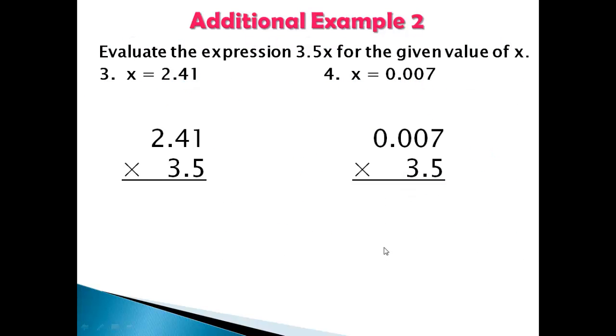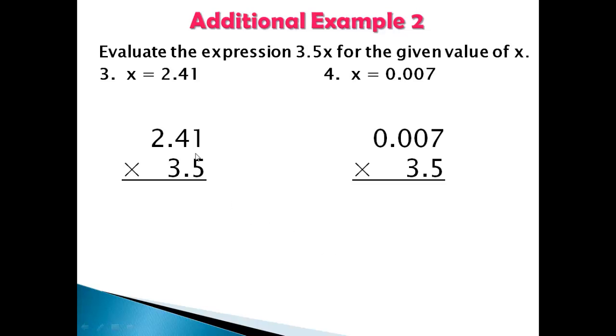Now we have a couple of additional examples. You can either pause the video and try them on your own, or you may follow along. For number 3, we want to evaluate the expression 3 and 5/10 x for the given value of x. So we're going to be multiplying. If x equals 2 and 41 hundredths, we're going to be multiplying 2.41 times 3.5, or 2 and 41 hundredths times 3 and 5/10.